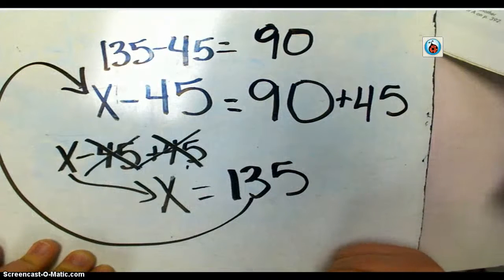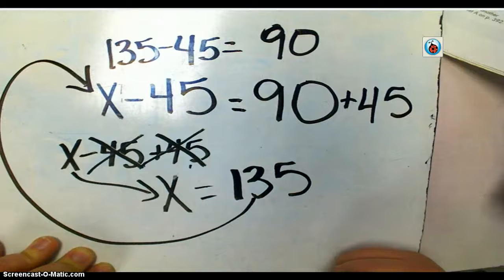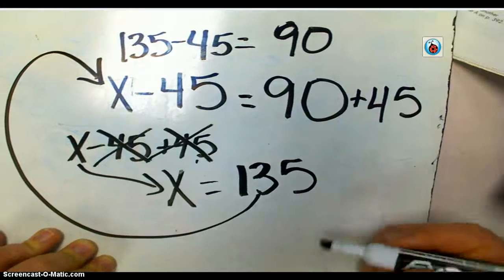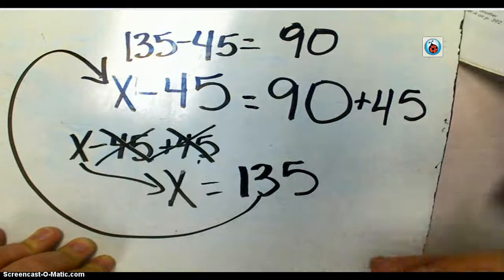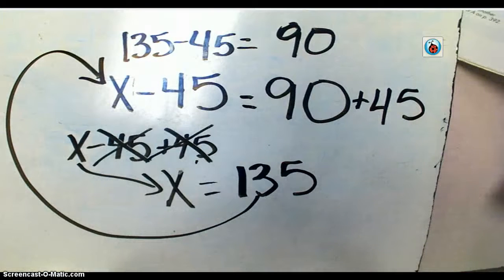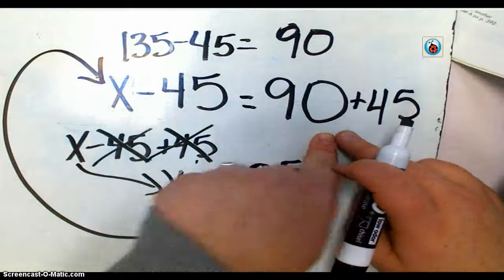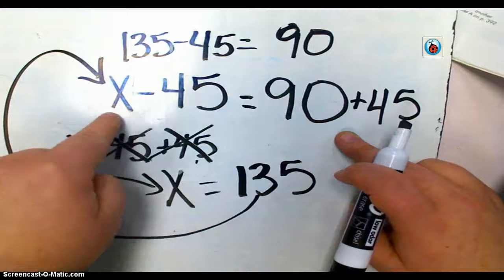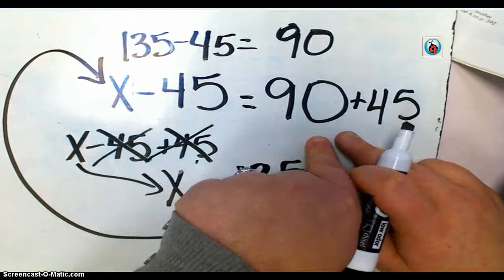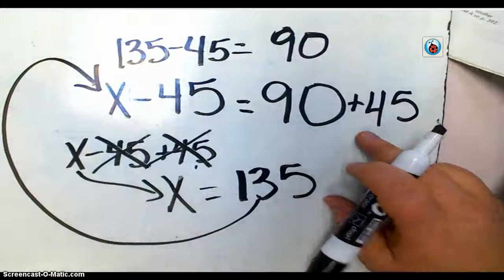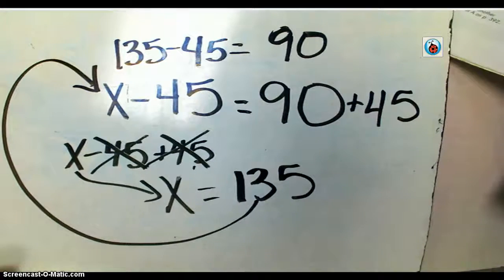So all we have to do is... I'm showing you why it works, as long as you're understanding that you have to do that inverse operation. No, you can't do 90 minus 45, because 90 minus 45 is 45. If I put 45 in for x, 45 minus 45 is not 90. You have to know you have to do the inverse to the other side. Does that make sense? Okay, let's work through another one.